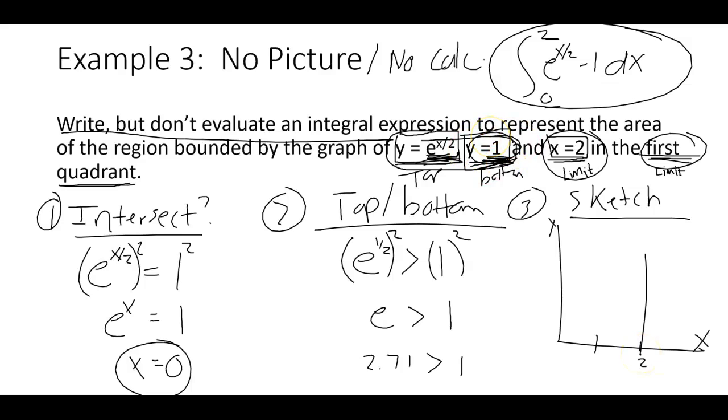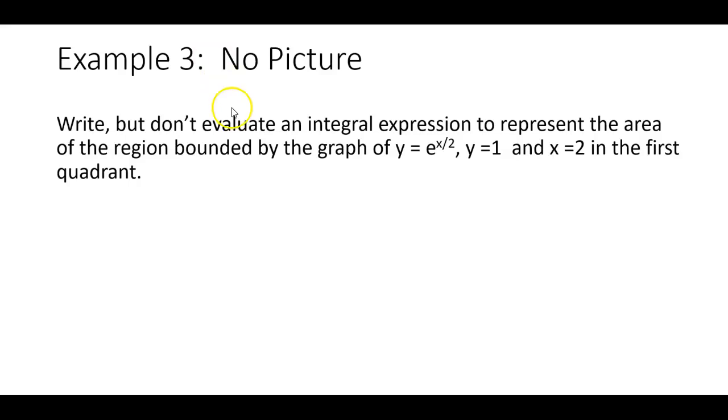My bottom function is y equals 1. These two functions cross at x equals 0, and I know that e is on top. So my graph would look something like this, and this would be the area that I'm finding here. Okay, so I have an integral that's going from 0 to 2 with the e on top of the 1. And the area between them would be that green shaded region. Okay, so there you have it.